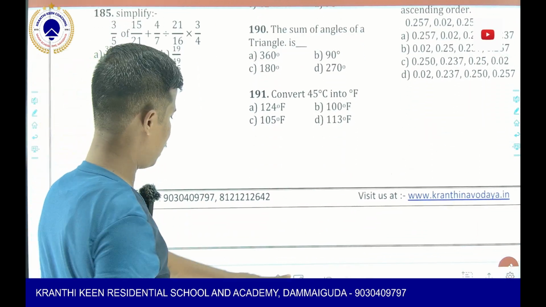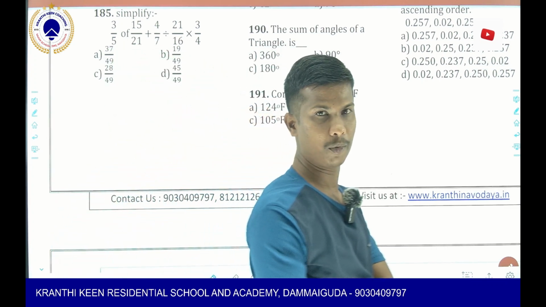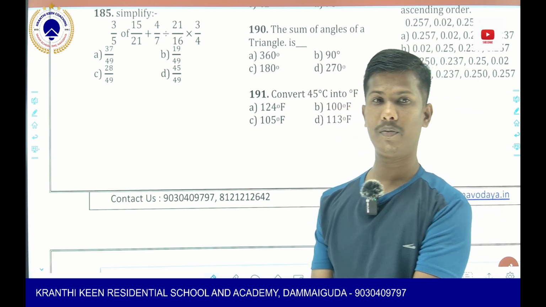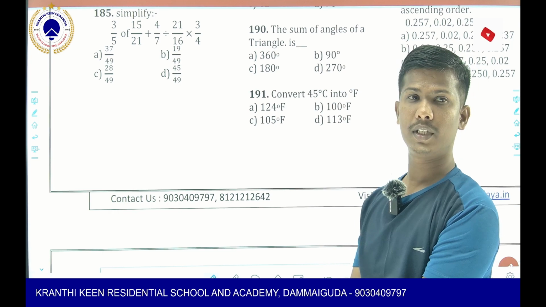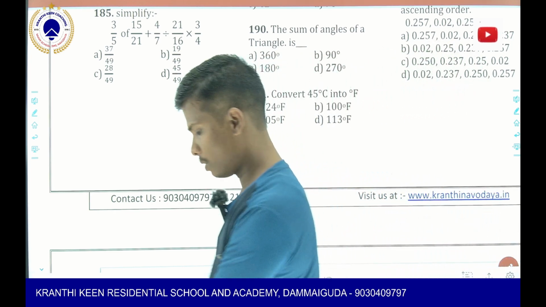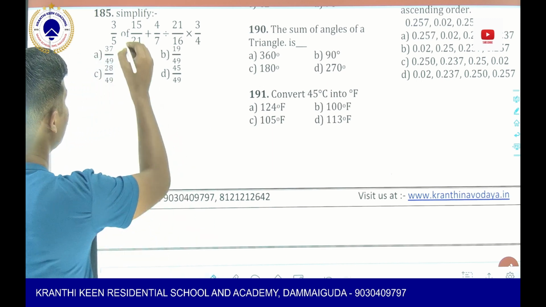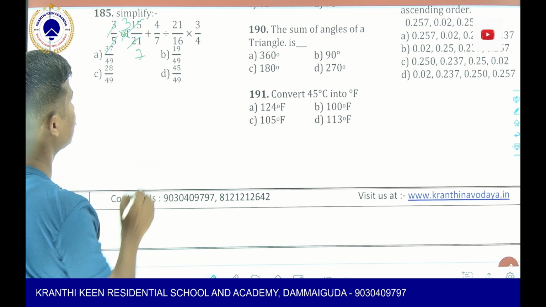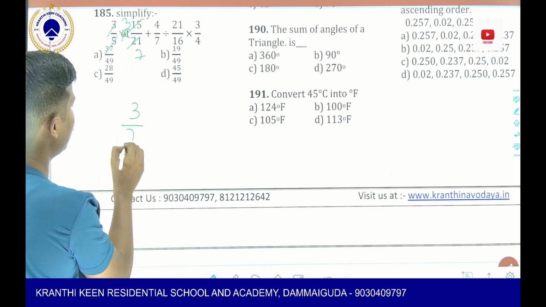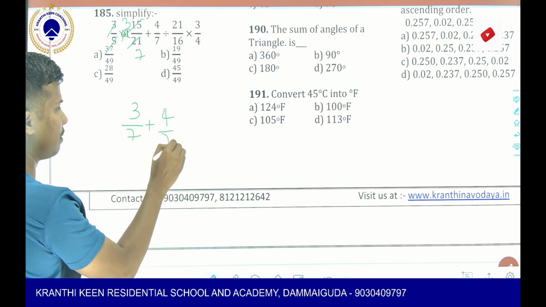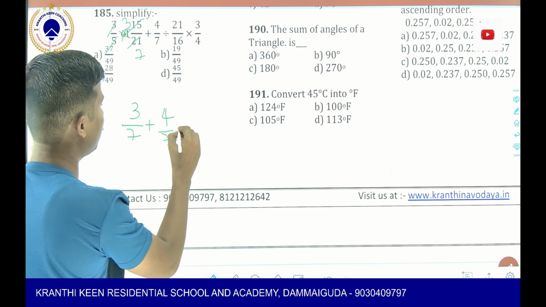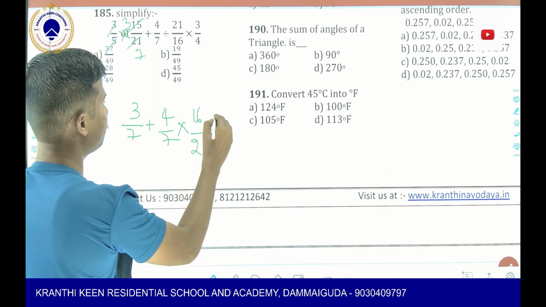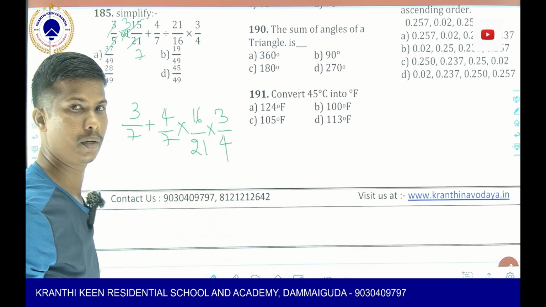Again, he has given a question regarding the BODMAS principle. 3 by 5 of 15 by 21 plus 4 by 7 divided by 16 by 21 into 3 by 4. First, what do we know? We know the 'of', let me make that 'of' as a multiplication. First we do the operation: 5 ones are 5, 5 threes are 15, 3 ones are 3, 3 sevens are 21. That means you can rewrite it as 3 by 7 plus 4 by 7. And we see this division can be converted into multiplication, but you have to write the reciprocal. 16 by 21 into 3 by 4.